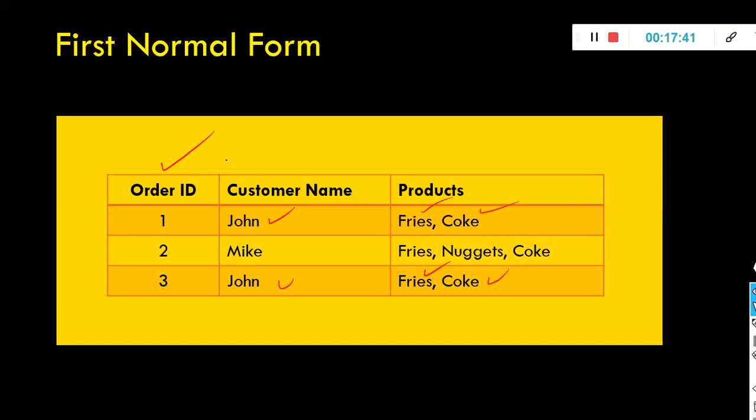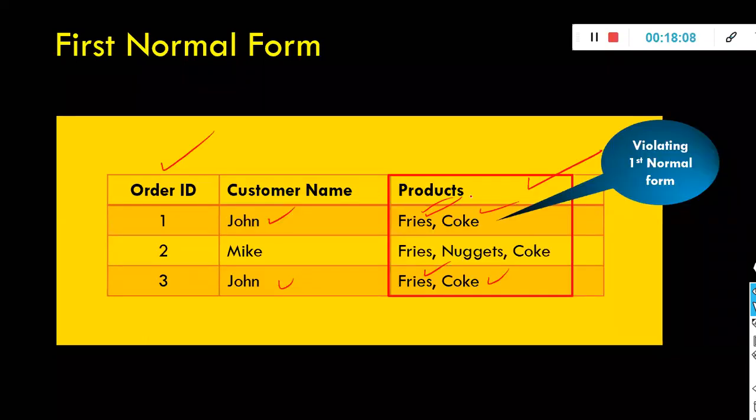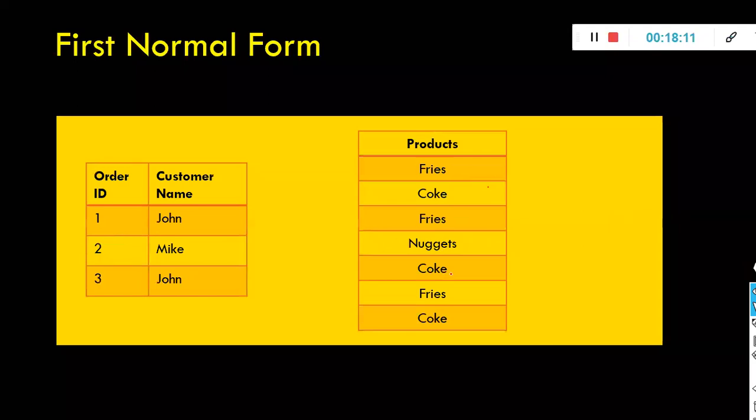The next step: the second rule says you are supposed to have an individual, single value in each column, but here you have more than one value. So I'm going to split this into another table. Look here, the products: I put them in a separate column, each and every value. I'm going to specify each and every product separately: fries, Coke, fries, nuggets, cake, Coke, fries, Coke. I split the products from this table.